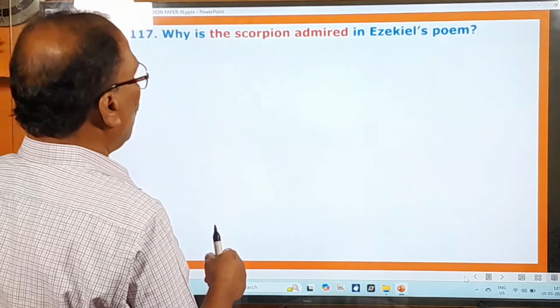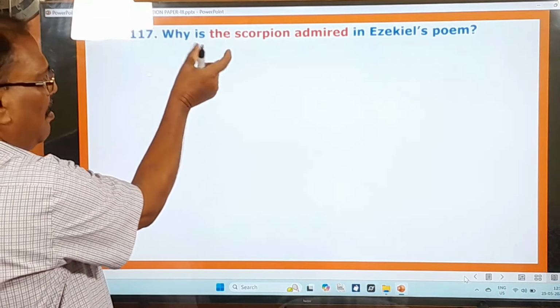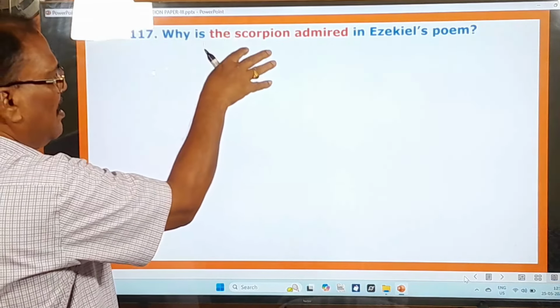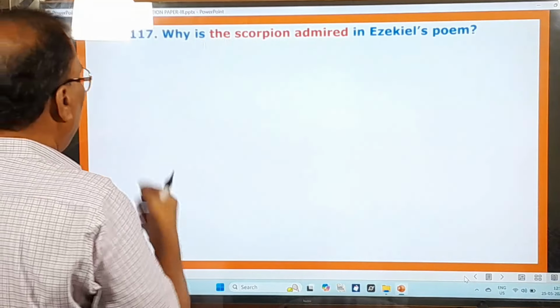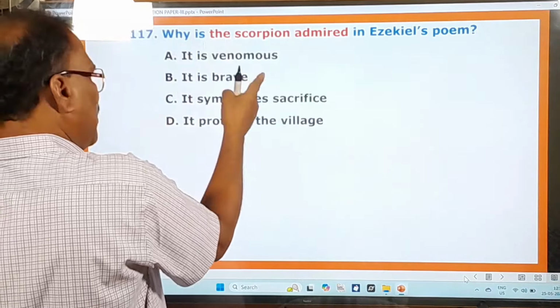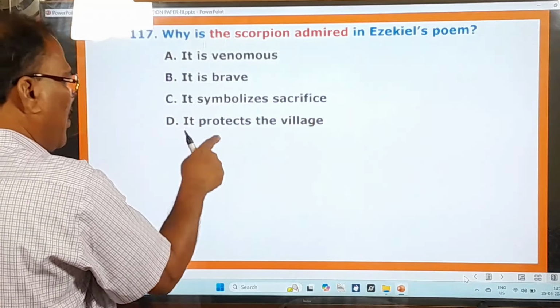117th question. Why is the scorpion admired in Ezekiel's poem? See, in the questions, I am highlighting certain words in red color. Please note, that is the focal point in that question, right? And here you pay attention. It is venomous, poisonous. It is brave. It symbolizes sacrifice. It protects the village.